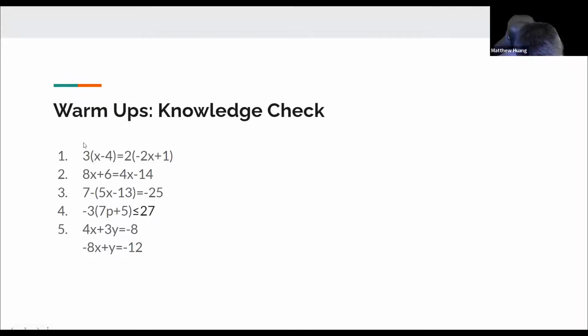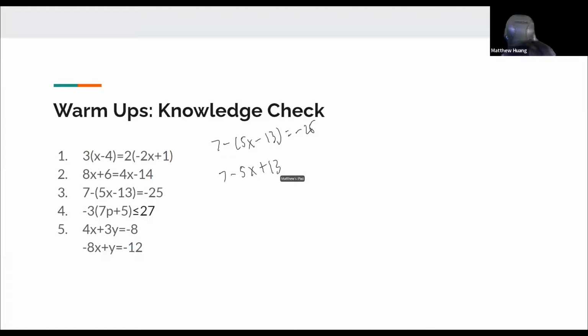Okay. So for number 3, the main point of this one is just to be careful with your parentheses. So for this, you can distribute the negative, right? Because you're subtracting everything in the parentheses, right? That turns into 7 minus 5x plus 13.